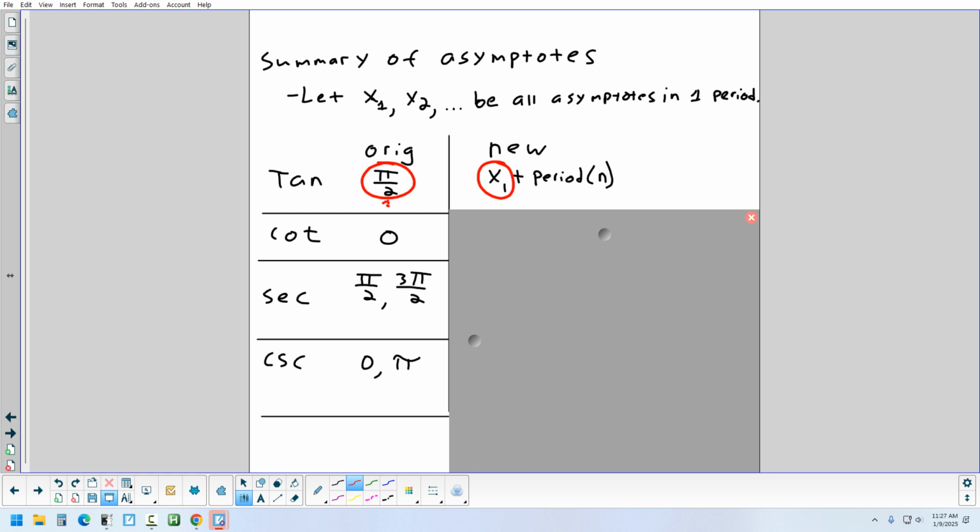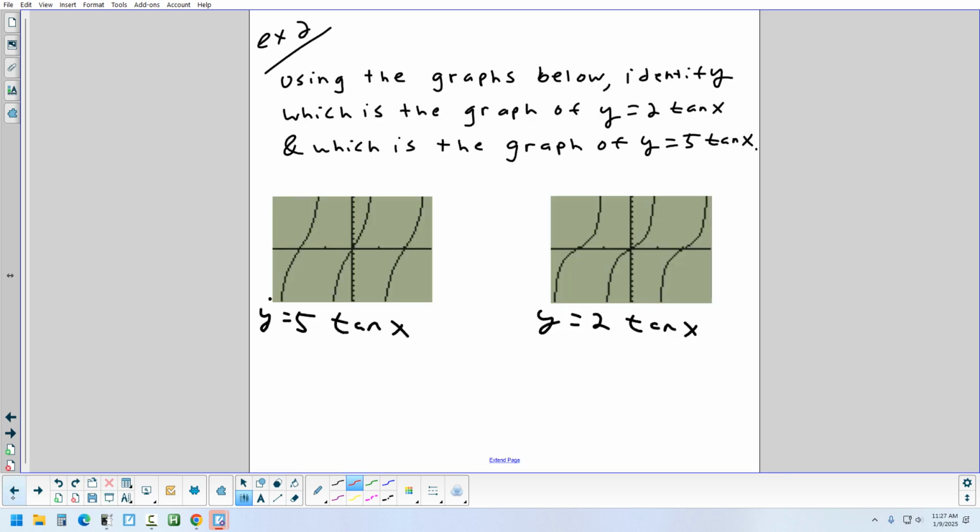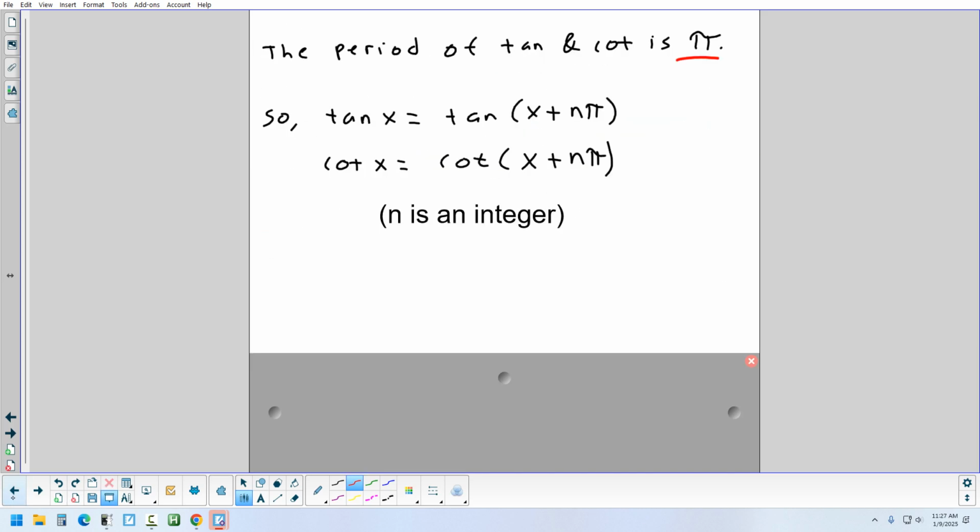So you just have to find one new asymptote and then tell me that that asymptote repeats forever. That's how you write it repeats forever. You put plus the period times n. Kind of like we did right there. That's exactly what you would put. You have to figure out what the period is, though. Maybe it's pi, maybe it's 2 pi. It depends. If you change the period in the problem, we have to figure that out.